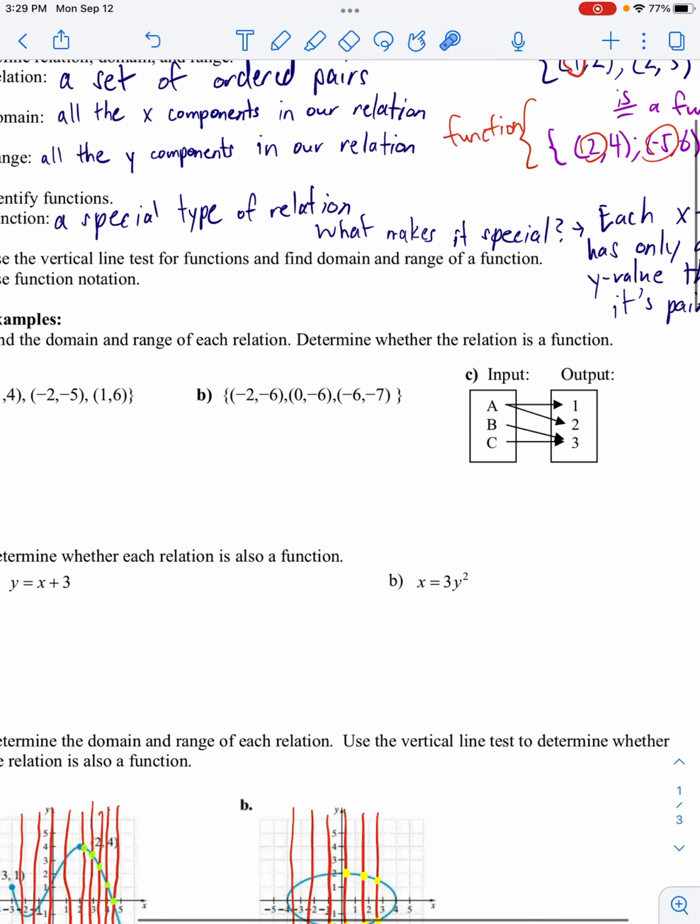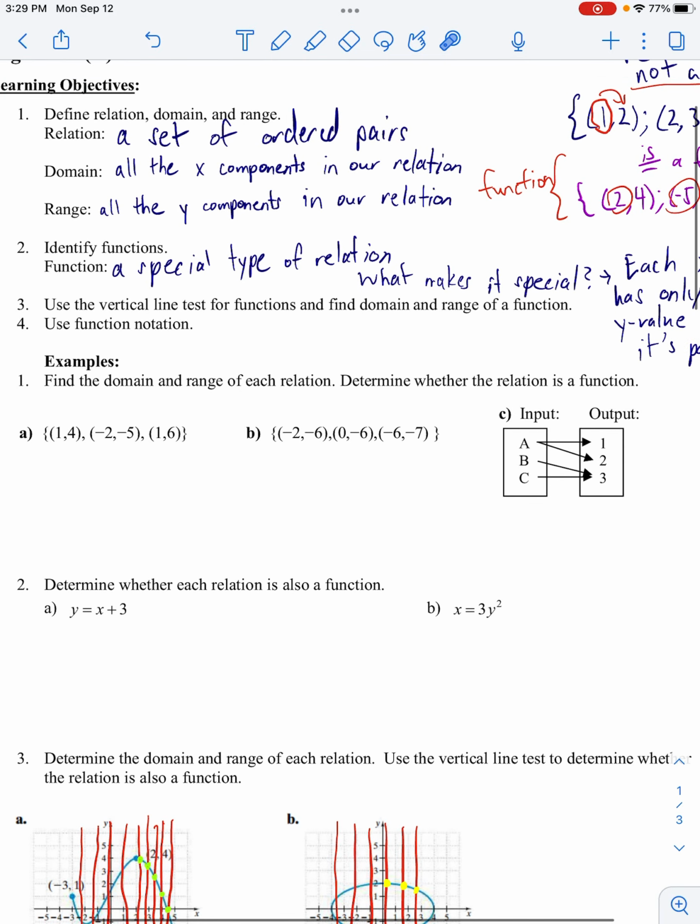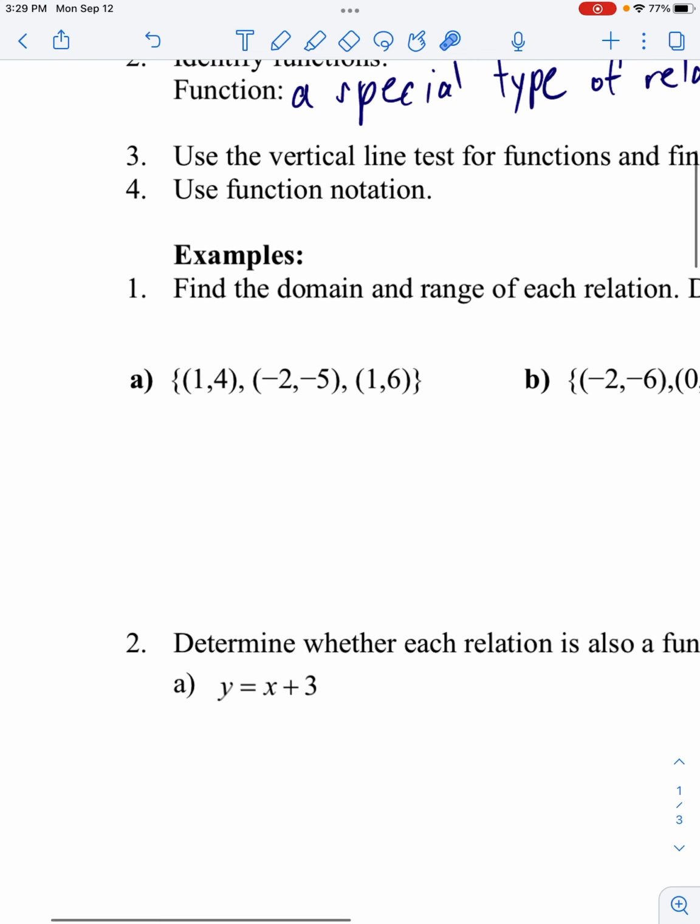Let's go back to domain and range. What's my domain again? Domain is all the x components in a relation, okay? So I have a relation here. It has three ordered pairs. What's my domain? Well, I have 1, I have -2, and I have 1 again. So my domain is 1, -2 with my squiggly brackets to denote the set. Okay, that's my domain.